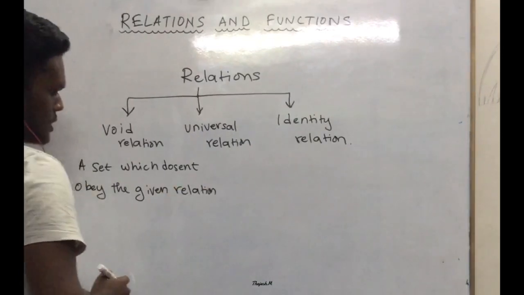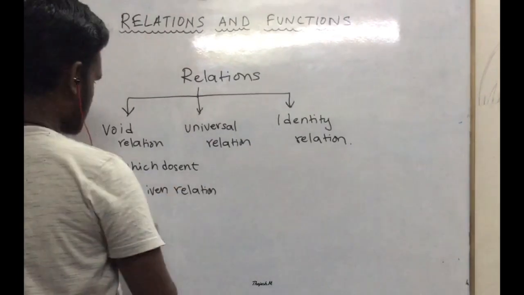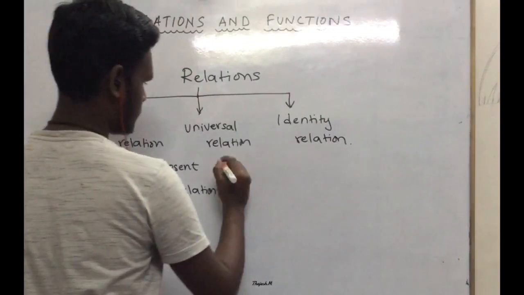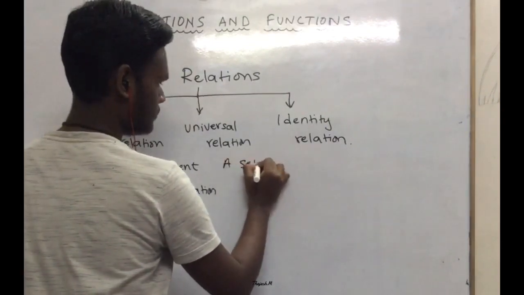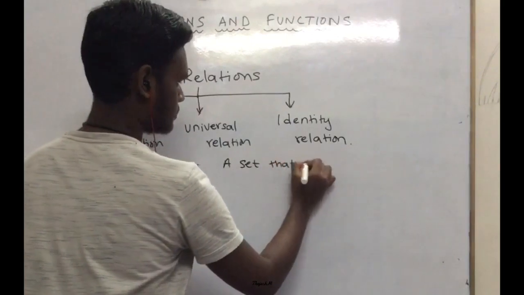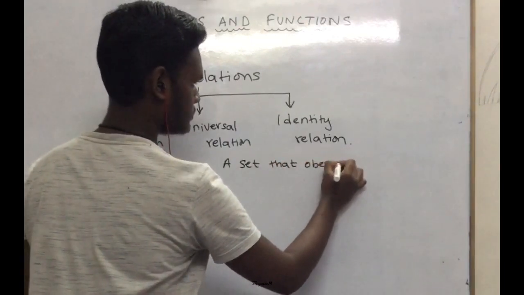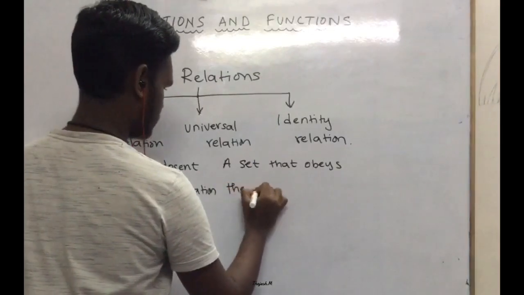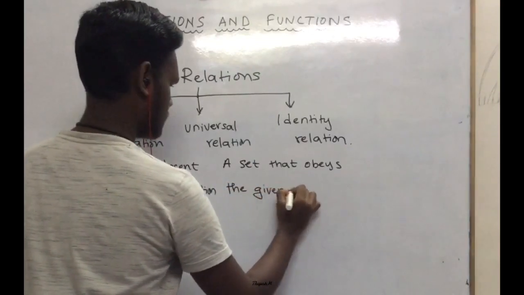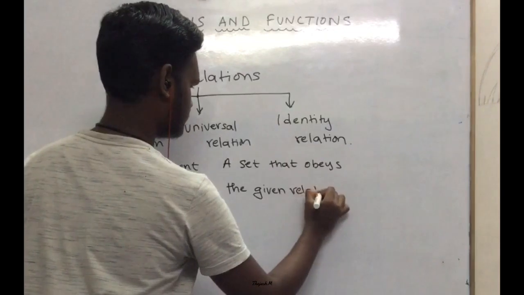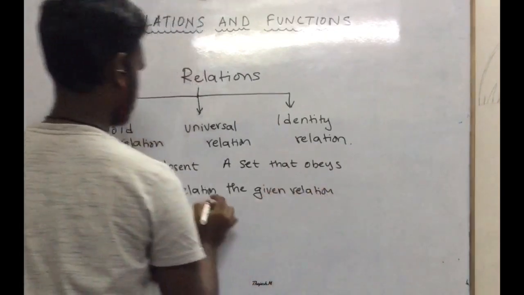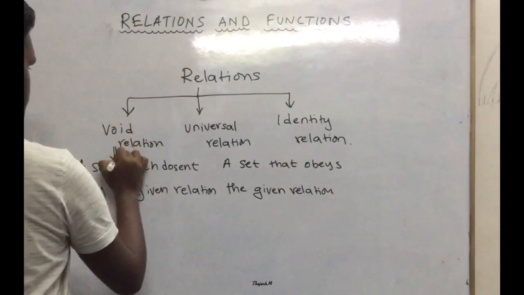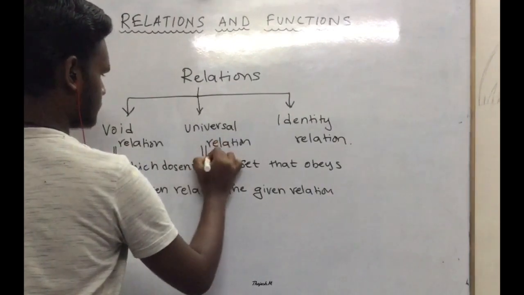So what is a universal set? Universal set is something just opposite to void relation. So a set that obeys the given relation. Okay.